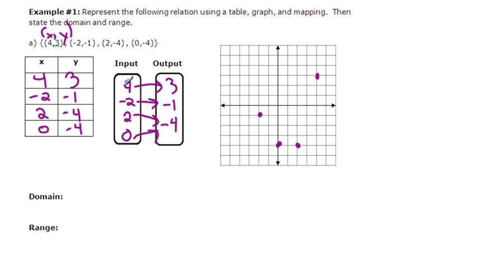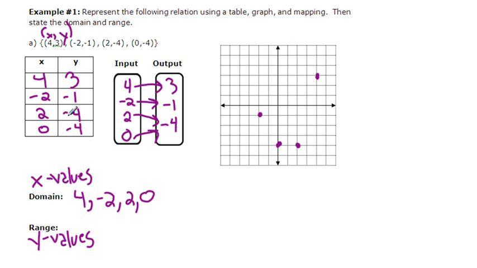Now it says to state the domain and the range. The domain are all of the x values. The range is all of the y values. So since my x values are 4, -2, 2, and 0, my domain is 4, -2, 2, 0. My range is all of my y values. Again, since -4 is repeated twice, I'm only going to write it one time. So my range is 3, -1, and -4.